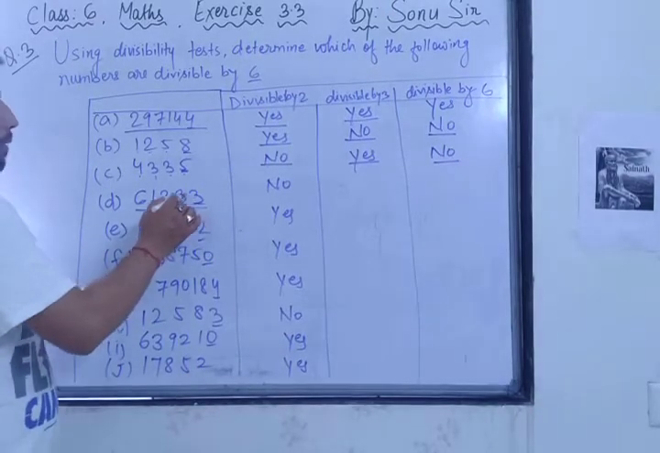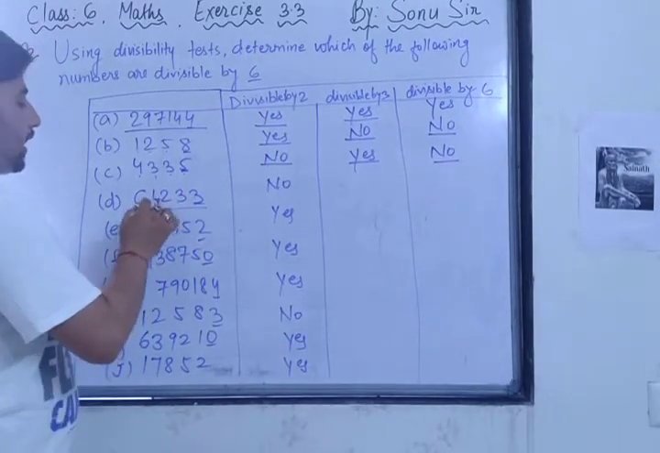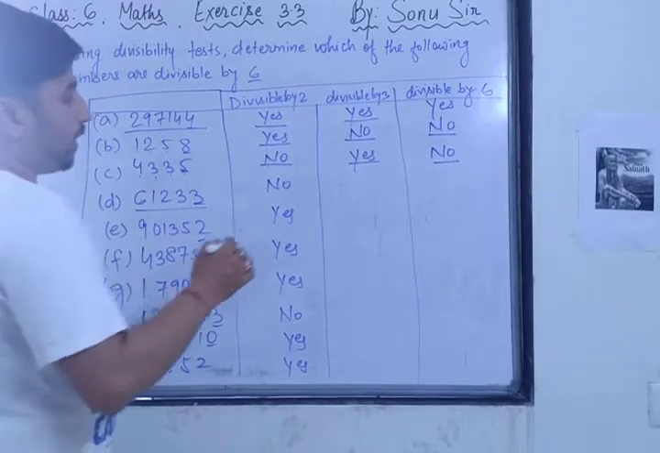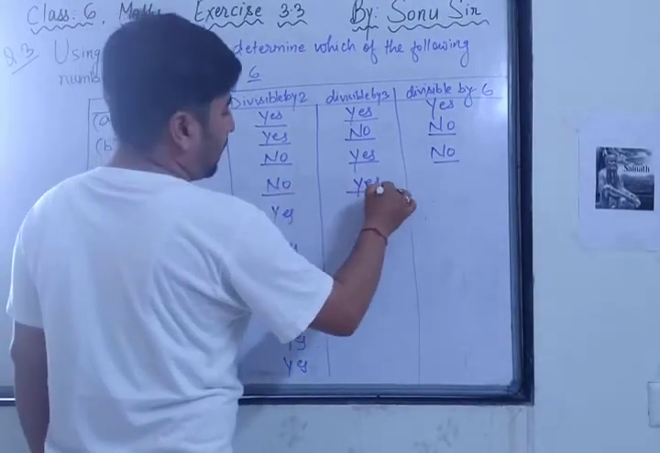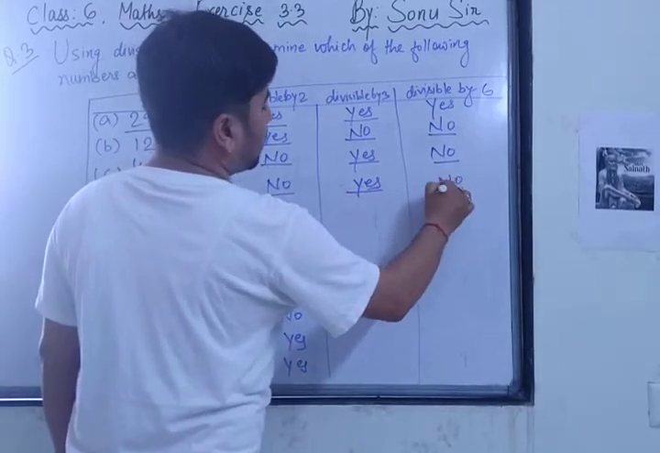But 3, 3 plus 3, 6. 6 plus 2, 8. 8 plus 1, 9. 9 plus 6, 15. 15 is a multiple of 3. It is not divisible by 2. It is divisible by 3. Hence it is not divisible by 6.